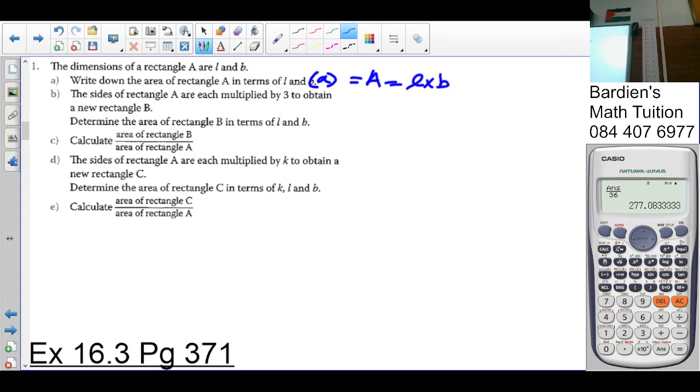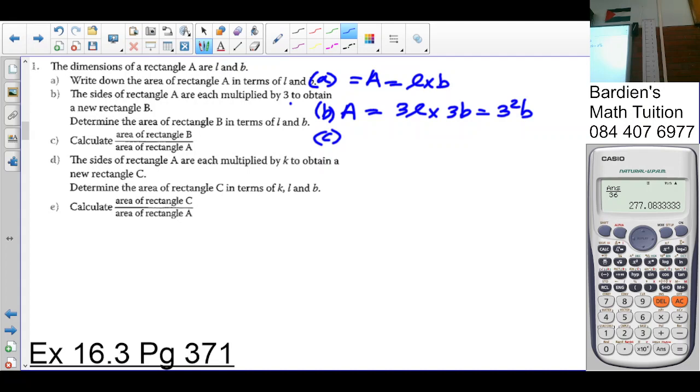The sides of the rectangle A are each multiplied by 3 to obtain rectangle B. Determine the area of rectangle B in terms of L and B. What would that be? If each side is multiplied by 3, the area is going to be equal to 3L times 3B, which is 3 squared LB. Not so? Right.